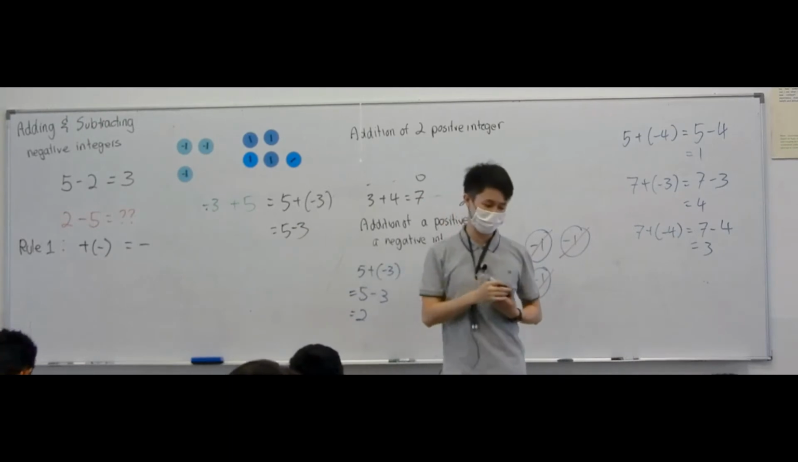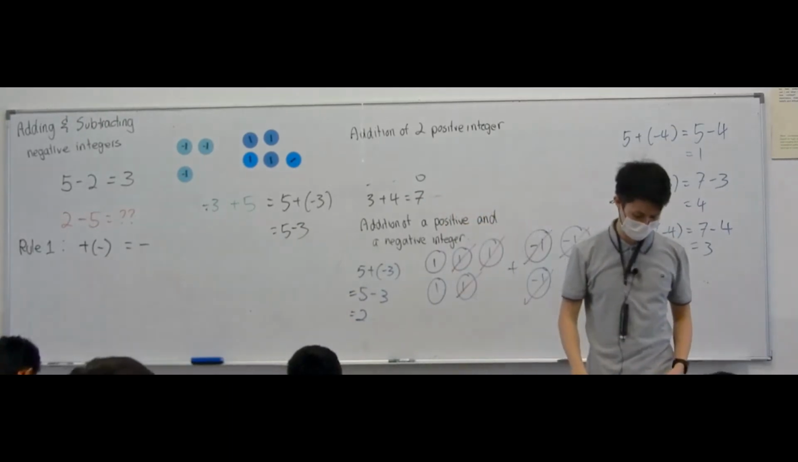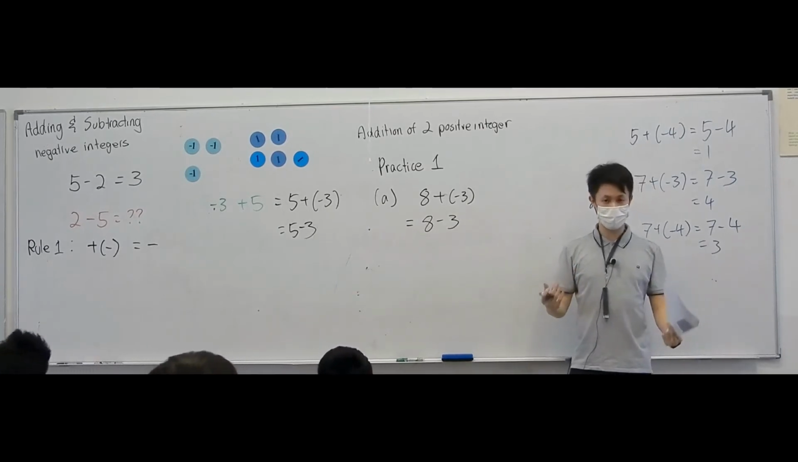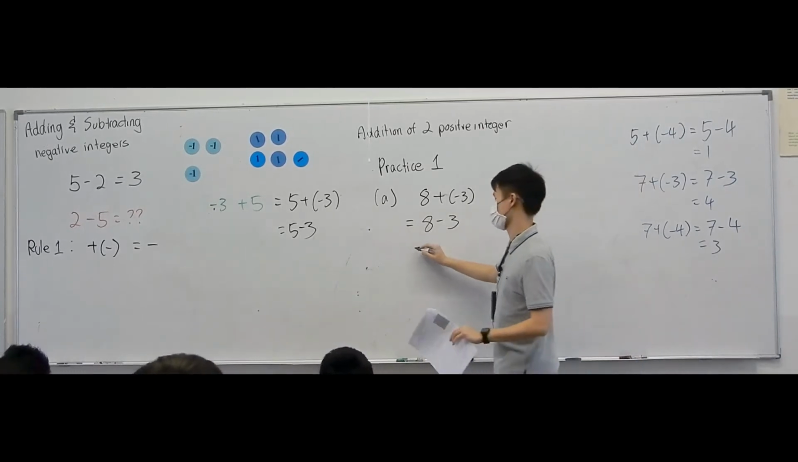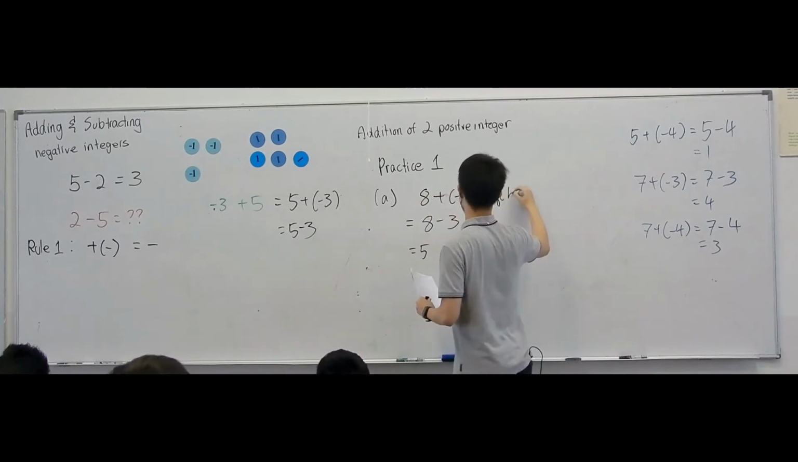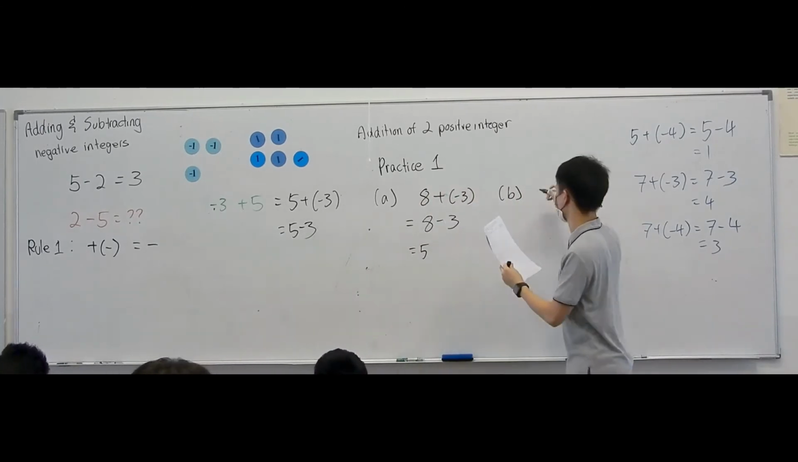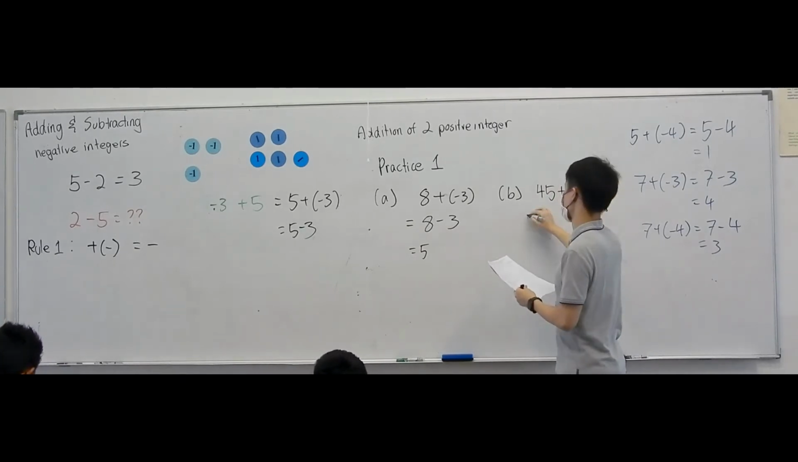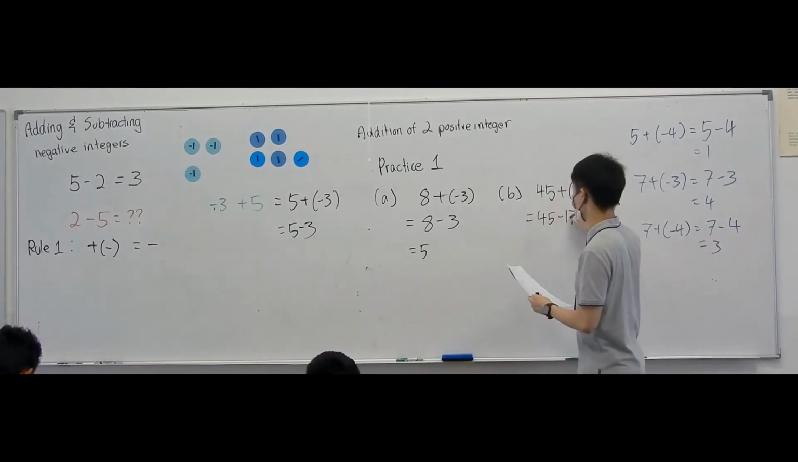Can you all solve for negative 3 plus 5 and negative 4 plus 5? 8 plus negative 3 is actually as simple as 8 minus 3. The answer here is 5. Part B, we have a bigger number, 45 plus negative 17. Essentially, it's 45 minus 17.